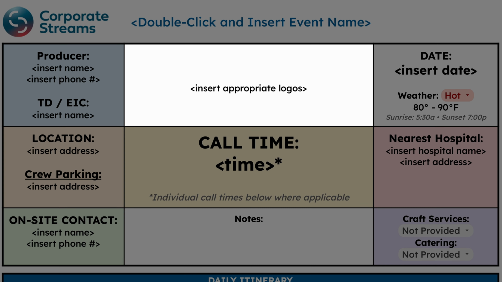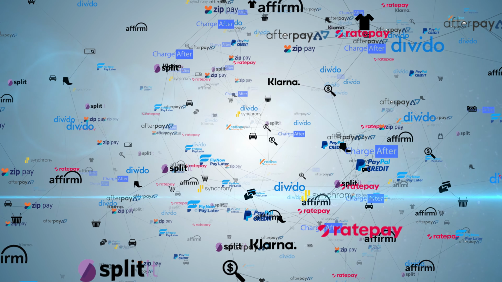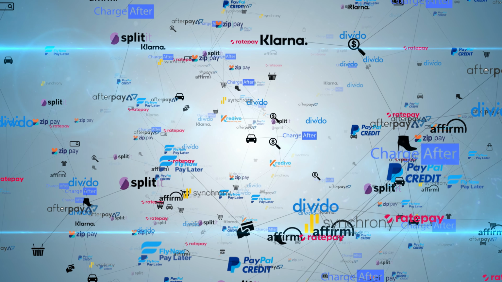Moving to the top center box, we have appropriate logos. So this might be great if you want to put your client logos or any other sponsor logos. This is also nice to send to your sponsors because they see the sheet and they see that they're included in something cool like this.